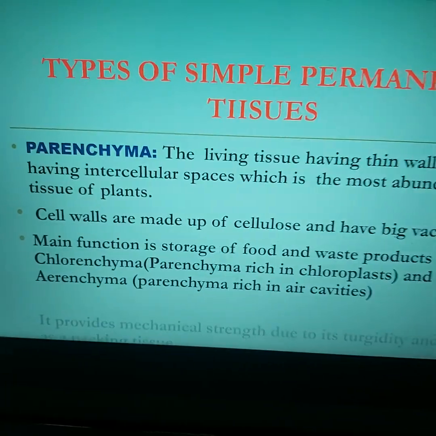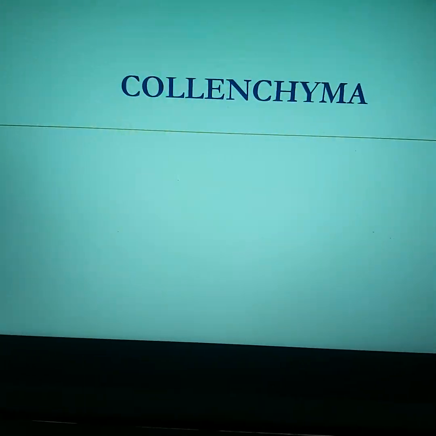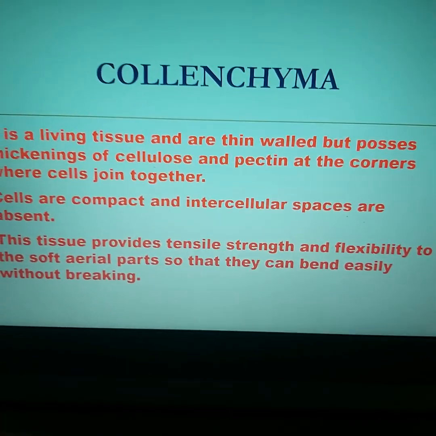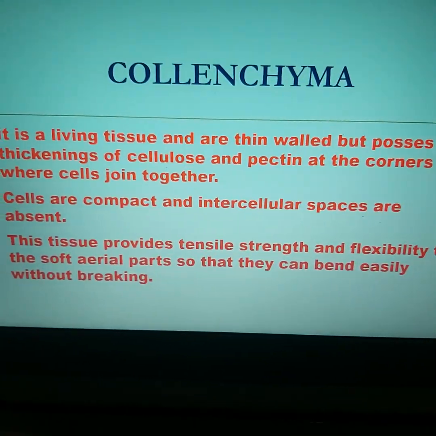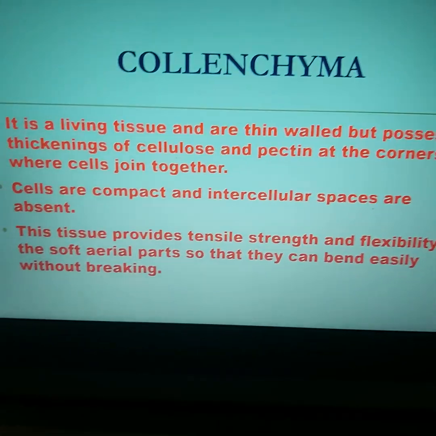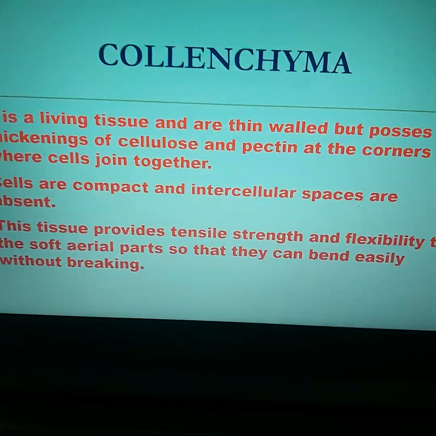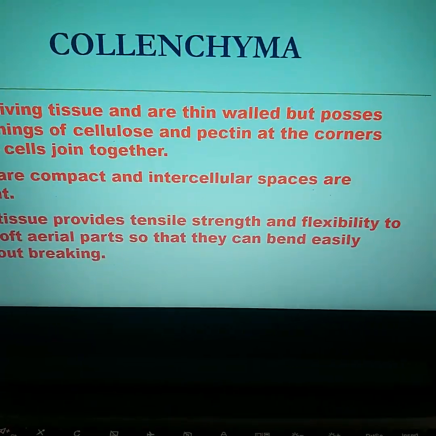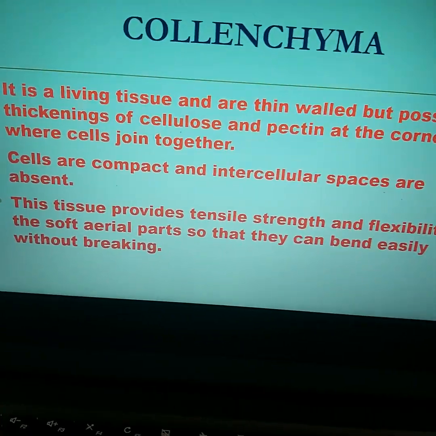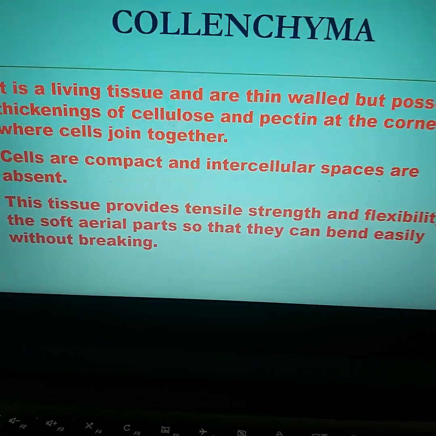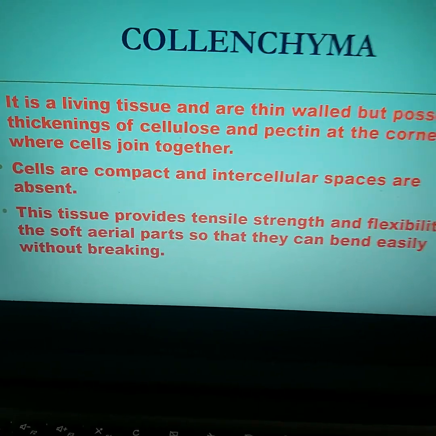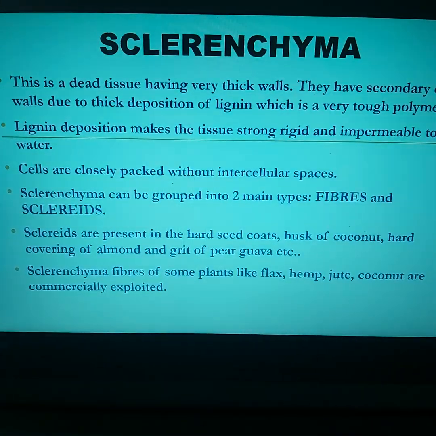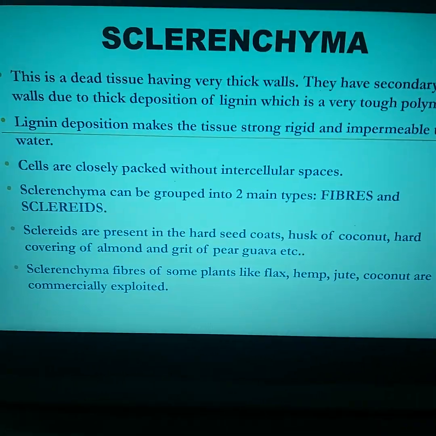Right? Now coming to the second type, that is collenchyma. Collenchyma tissue is a living tissue. It is thin walled, but it is characterized by thickenings of cellulose and pectin at the corners. They are compact, having no intercellular spaces, and this tissue gives tensile strength and flexibility to the aerial parts of the plant so that they can bend easily without breaking.